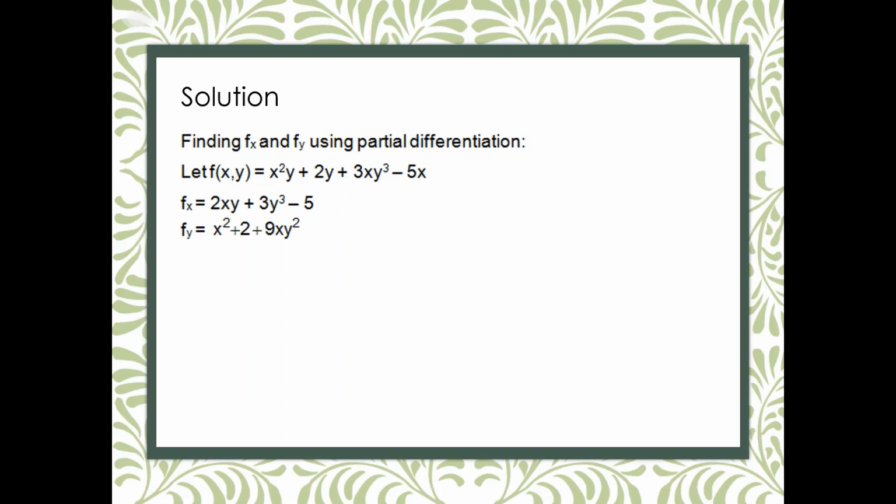To determine fy, you need to differentiate the function with respect to y. Here, we need to take x as constant. Differentiate x squared y, the answer is x squared. Differentiate 2y is 2. Differentiate 3xy cubed is 9xy squared. And differentiate negative 5x is 0. Therefore, the answer for fy is x squared plus 2 plus 9xy squared.